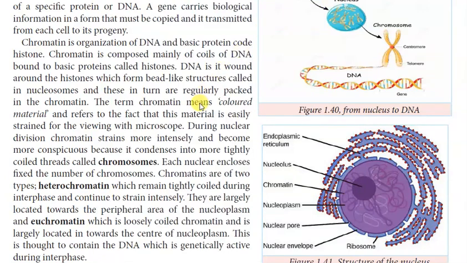Unaona? So the term chromatin means colored material. Chromatin maana yake colored material, and they refer to the fact that this material is easily stained for viewing with microscope. Ukiwa unaifanyia staining cell with microscope, hii cell itaonesha chromatin zikiwa zina rangi ya purple. Unaona, zina rangi ya purple.